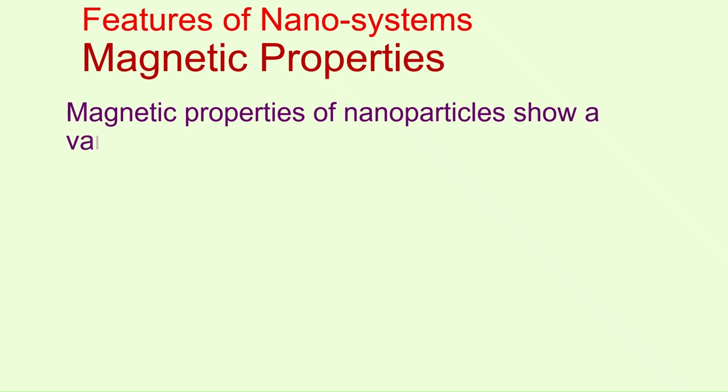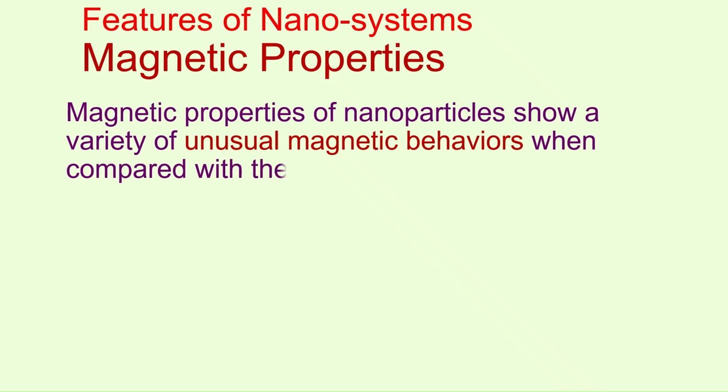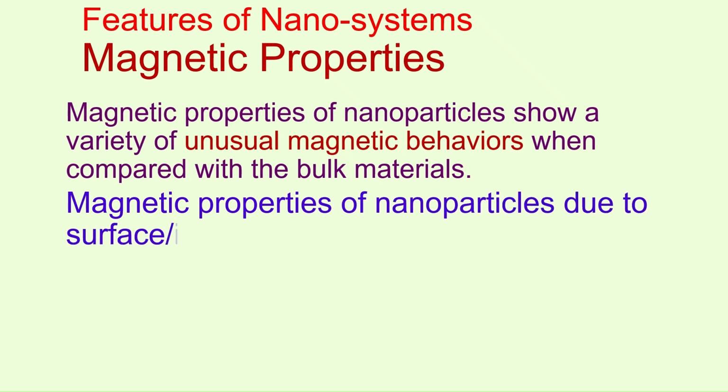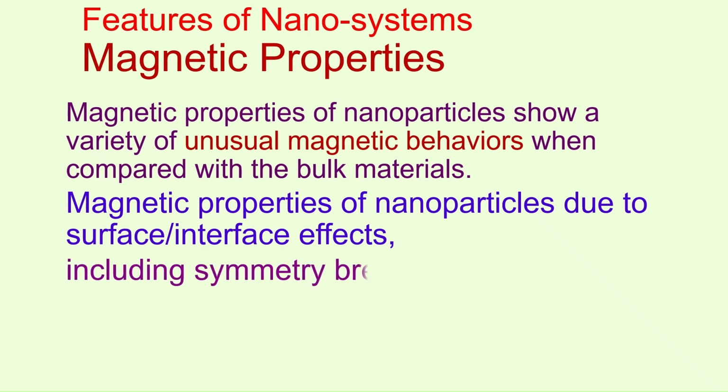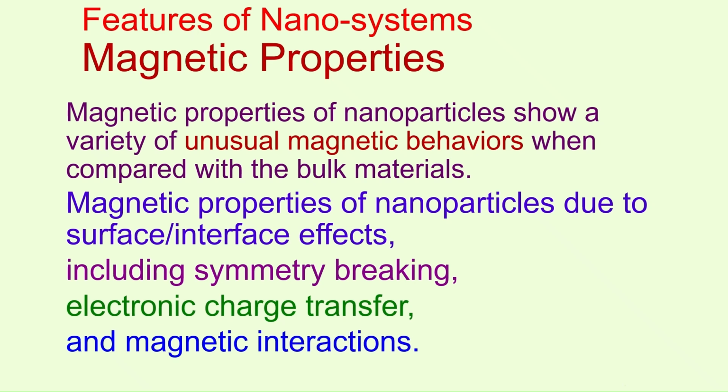Features of nanosystems. Magnetic properties. Magnetic properties of nanoparticles show a variety of unusual magnetic behaviors when compared with the bulk materials. Magnetic properties of nanoparticles are due to surface interface effects, including symmetry breaking, electronic charge transfer, and magnetic interactions.